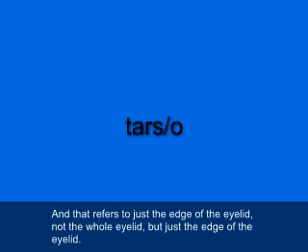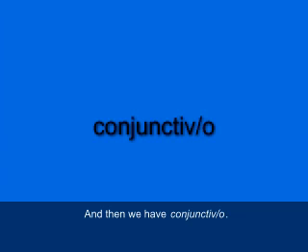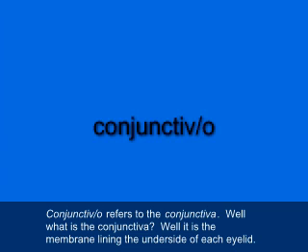Related to that, we have tarso, TARS/O, and that refers just to the edge of the eyelid. Not the whole eyelid, but just the edge of the eyelid. And then we have conjunctivo, CONJUNCTIV/O. Conjunctivo refers to the conjunctiva.